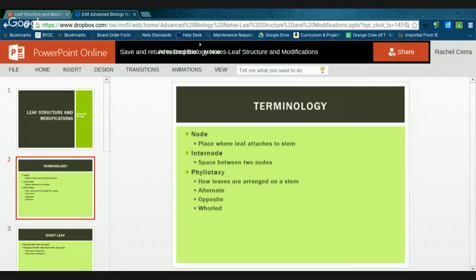So what we're actually going to be looking at is the phyllotaxy of these leaves, which is how they're arranged on the stem. And there are three different ways they can be arranged. They can be opposite, alternate, or whorled.